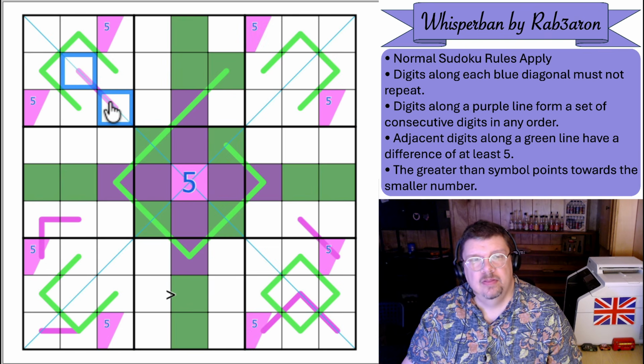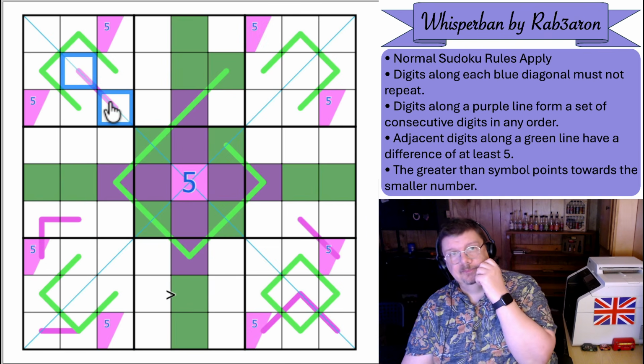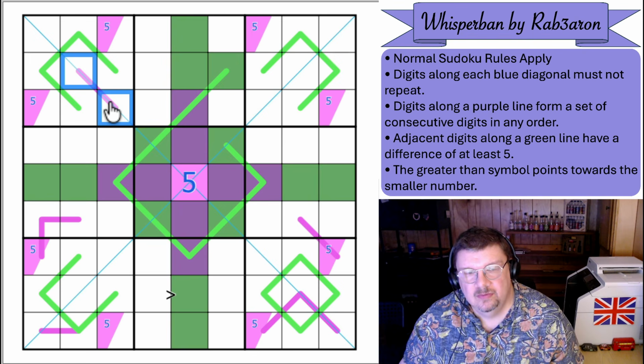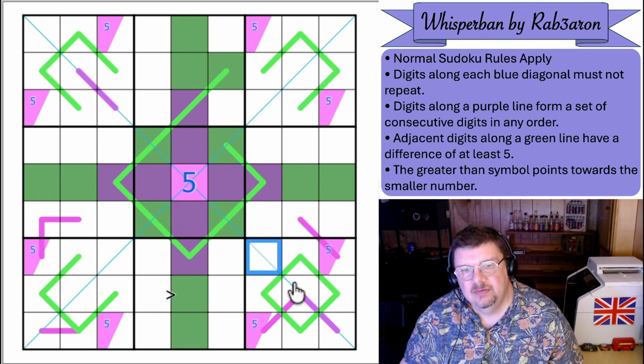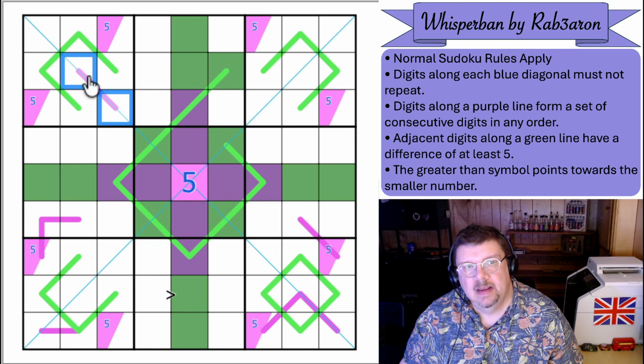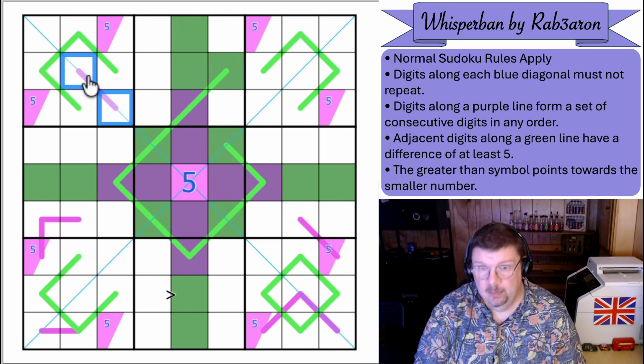Okay, can those 2 digits be green? And I think the answer to that is that they cannot. Because if they were both green, that means that these 3 digits would have to be purple, but we know we're going to have 2 purple digits on the German whisper line. So they cannot both be green, but neither of them can be 5, and therefore they must both be purple.